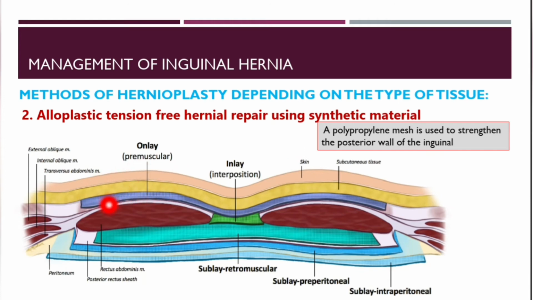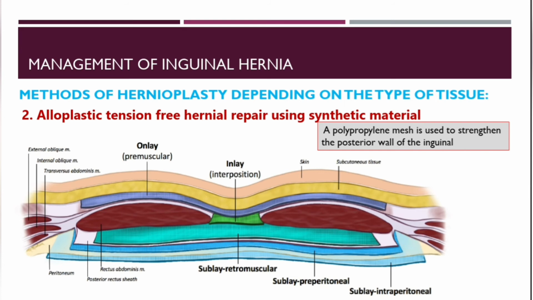Onlay is also known as premuscular, right? So it is anterior, here. You can see it in blue, right? Inlay is in the position like at the junction, right? And sublay can be divided into three, right? There is sublay retromuscular, right, just behind the muscle, and sublay preperitoneal, right, just before the peritoneum. And then there is sublay intraperitoneal, right? You can see it down. In my case, I cannot reach down, but you can see, right, sublay intraperitoneal.